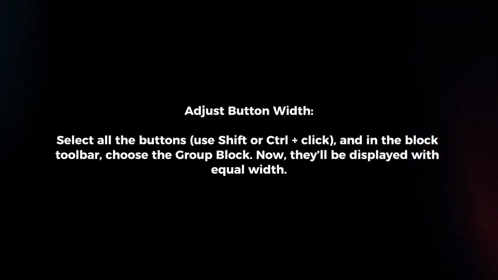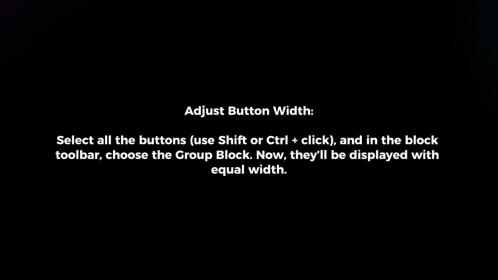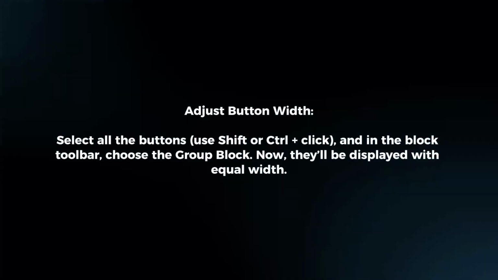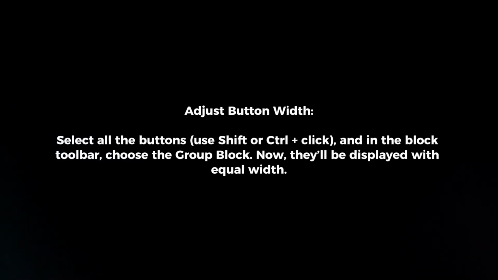Adjust button width. Select all the buttons, and in the block toolbar, choose the group block. Now, they'll be displayed with equal width.